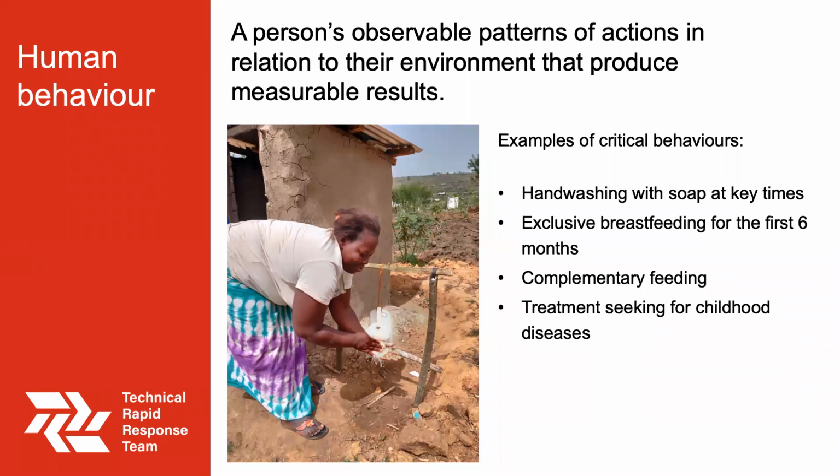Each of the critical behaviors mentioned on the slide, hand washing, exclusive breastfeeding for the first 6 months, complementary feeding, and treatment seeking, has multiple associated behaviors that have an impact on health and nutrition. For instance, complementary feeding is not just about initiating it at the right time, but also about feeding in adequate quantity, frequency, and quality, which changes as the child grows older. So that's a little about the definition of human behavior and some critical behaviors that are of concern for us in health and nutrition. Can we go to the next slide?